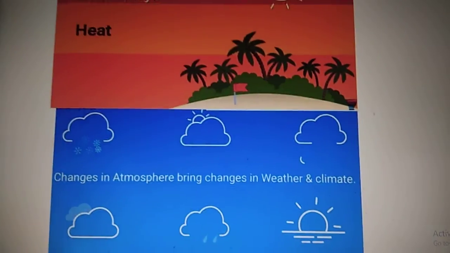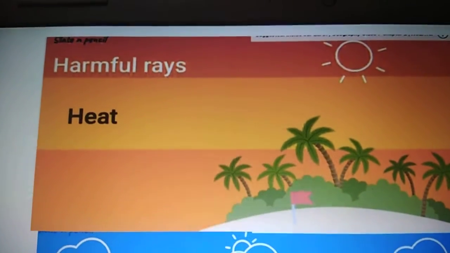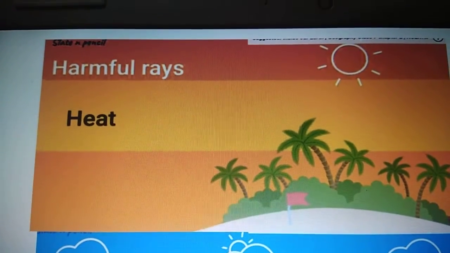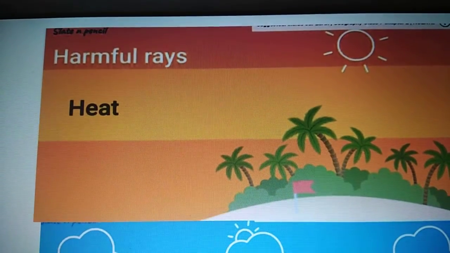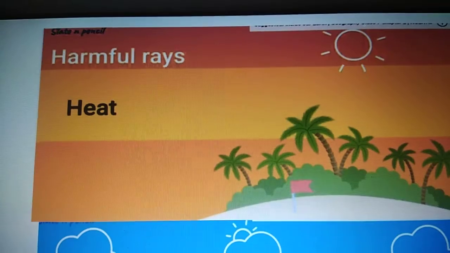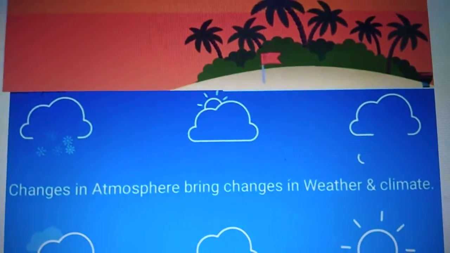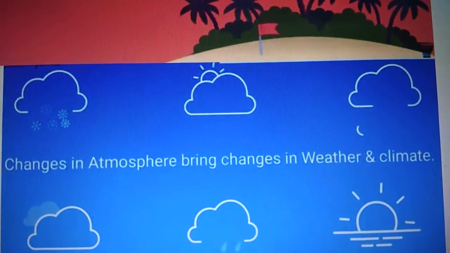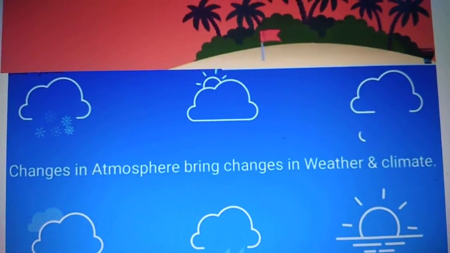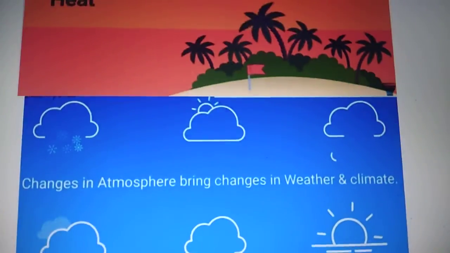Okay, apart from this, what is the importance? It protects us. If the atmosphere was not there, this earth would probably be very hot, and it protects us from the harmful rays of the sun and from the scorching heat. Okay, it doesn't allow them to reach us. And atmosphere also brings about changes in weather and climate. Okay, we have rain, we have windy season, sunny season, cloudy. All this is brought because of the atmosphere.